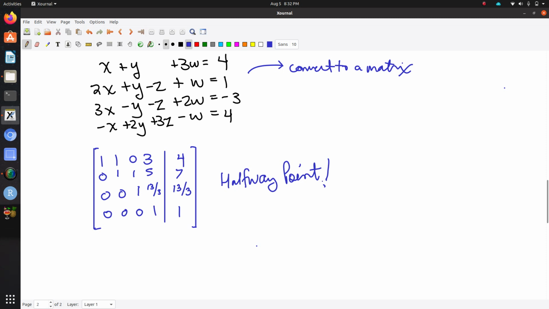Now what we want to do is backward substitution. Back substitution, backward substitution, I've heard it both ways.